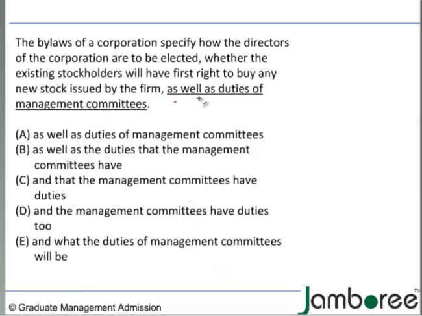yes, "as well as" is as good as "and", of course, so because the underlined portion is starting with that, we check for parallel construction. Now "as well as" is always used to join two things, not more than two things, whereas "and" can join 2 things, 3 things, 4 things, whatever. So whenever you have to choose between "as well as" and "and", you count the items. That's what you do. So you read the bylaws of a blah blah blah, how specify how the something something, whether the second thing. So there are 3 things.